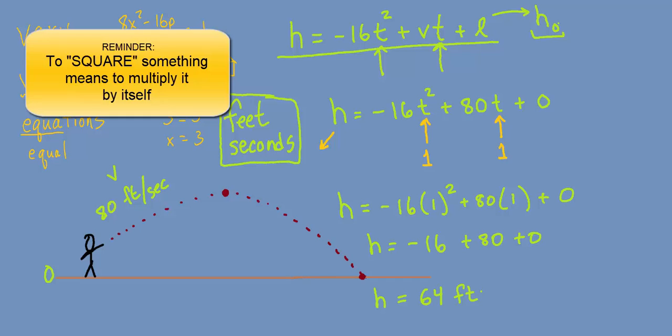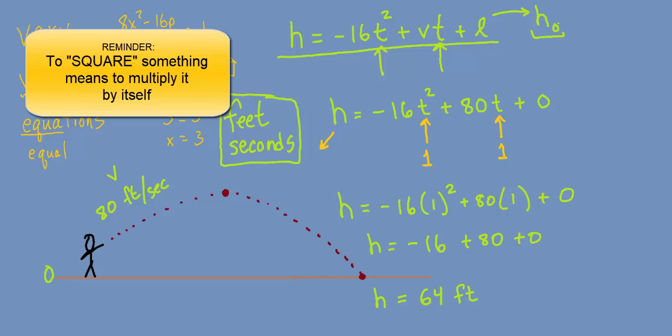So you can see how these are really handy for rockets going off or whatever it might be. Mathematicians really like equations. Well, so do engineers. All right, let's do another time. So we know after 1 second has gone by, the ball is at 64 feet. Let's see what happens at 2 seconds.